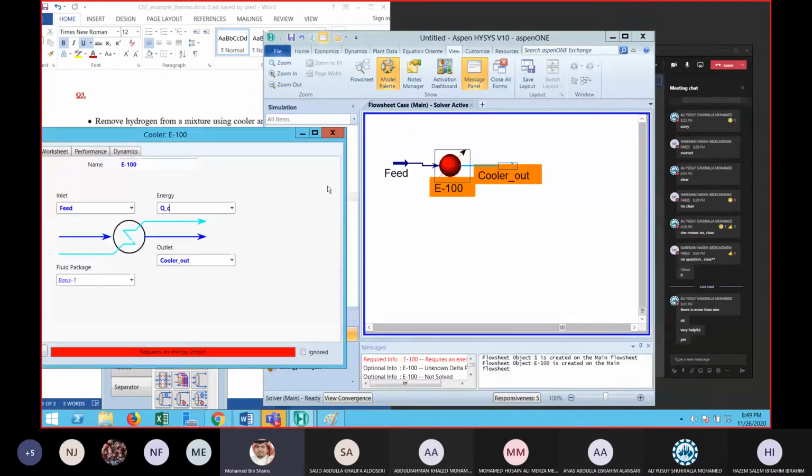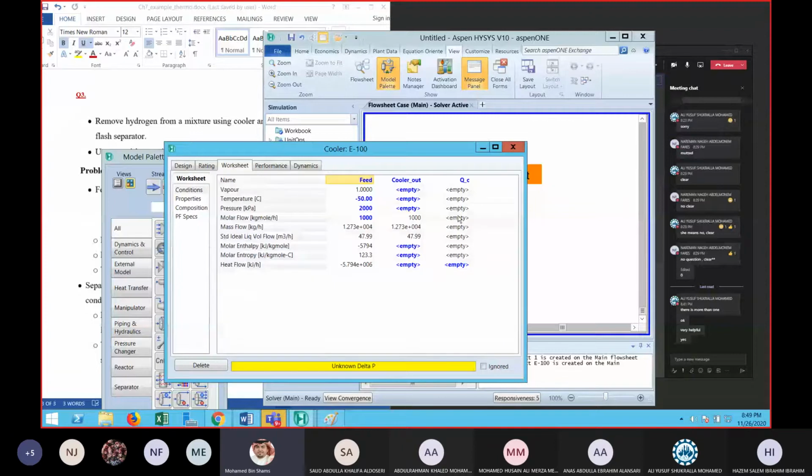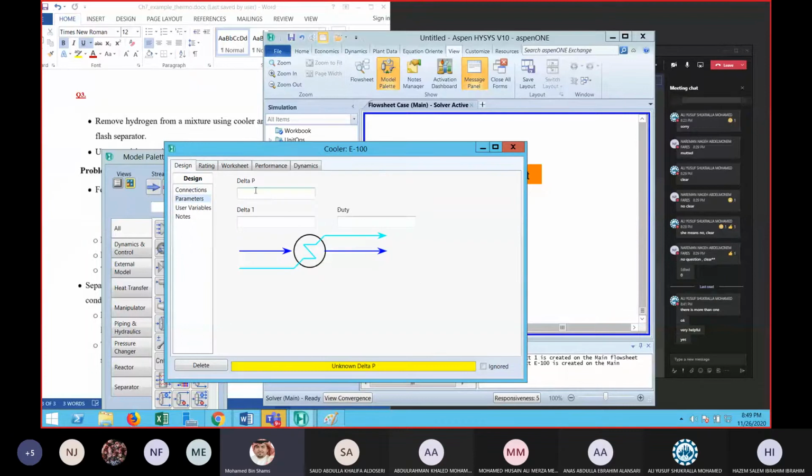Since I don't have the temperature of the outlet stream, for the cooler I can put 5 PSI, because it says unknown delta P. In the parameters I can put 5 PSI, like I told you, or even zero, it doesn't matter. Okay, let's all agree on 5 PSI. Okay.